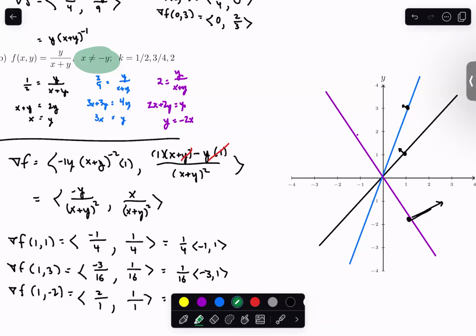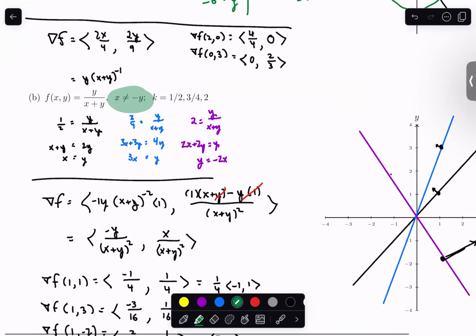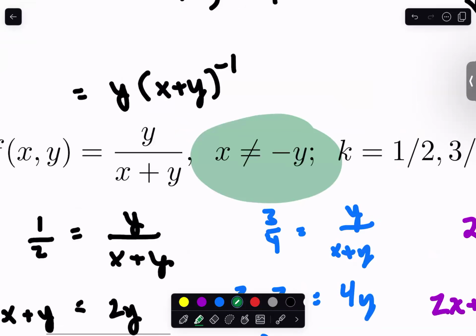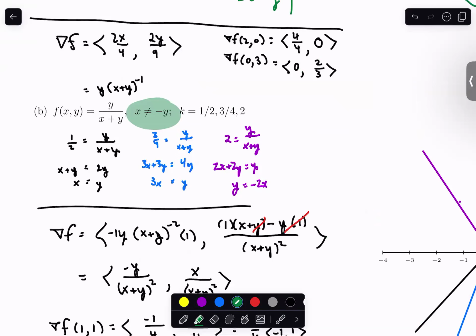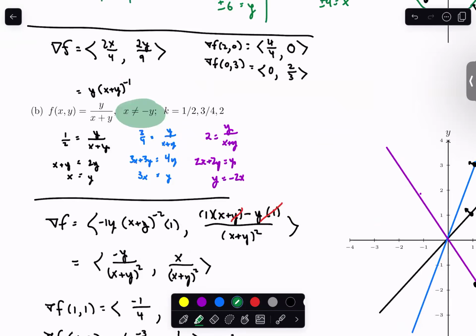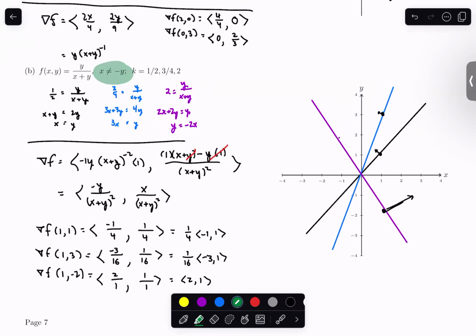Yeah, exactly. So that's the denominator. If x was equal to negative y, you'd be dividing by 0, right? And you're not going to get a picture there. So that's why you need that extra exclusion, just to say that there's not going to be any picture along that line there. Good. Last chance. Any questions on this page? Oh, sorry. Yes.